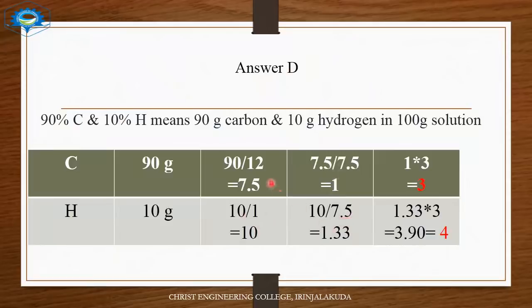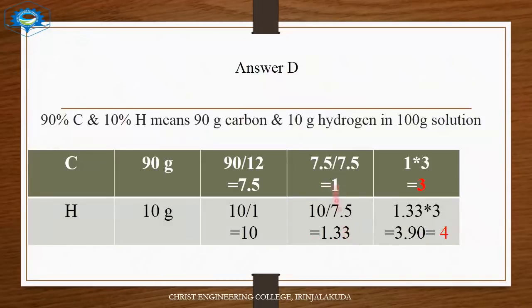Here also the value is 10. So 10 divided by the smallest value between these two, that is 7.5. 10 divided by 7.5, and 7.5 divided by 7.5. So here we will get 1, and here we will get 1.33.